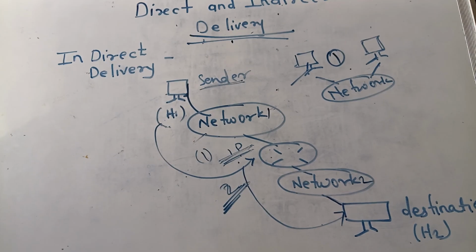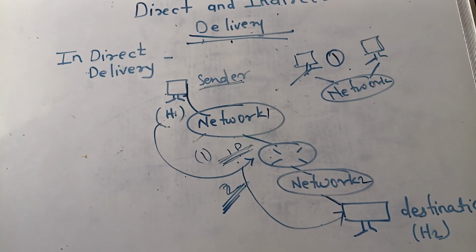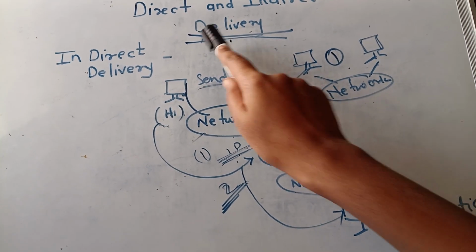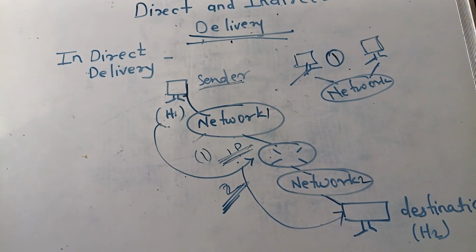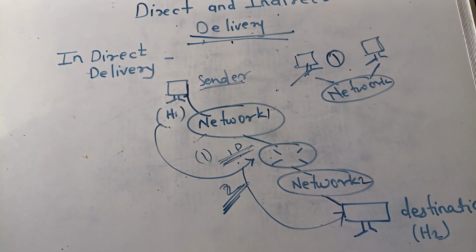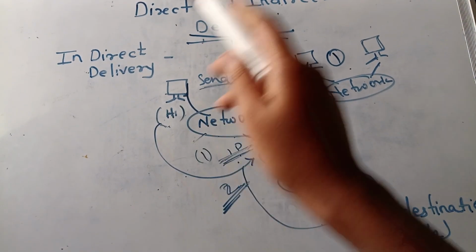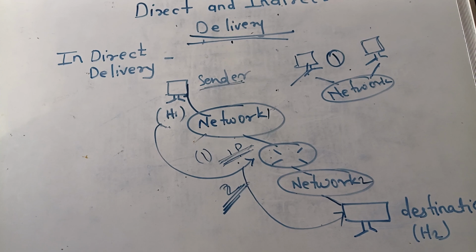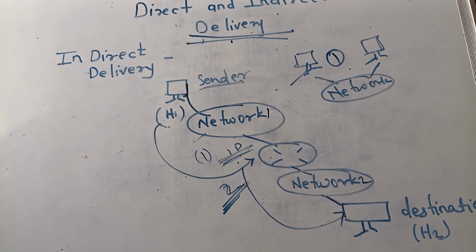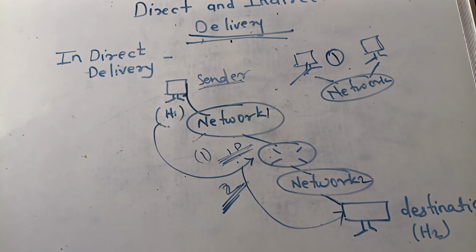A question can come in your exam asking you to explain the difference between direct and indirect delivery. If this question comes, first explain the delivery definition which I told you earlier. Then explain the direct delivery with a diagram and some explanation, and then the indirect delivery with a diagram and explanation. If the question asks for a proper difference, you can make two columns and explain the differences one by one. So that's it for direct and indirect delivery.